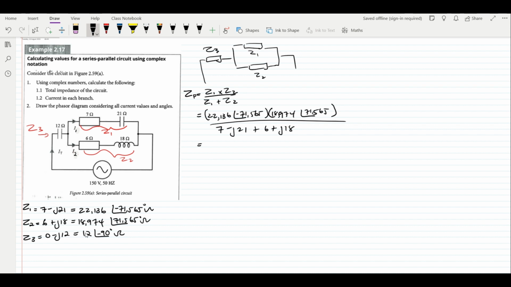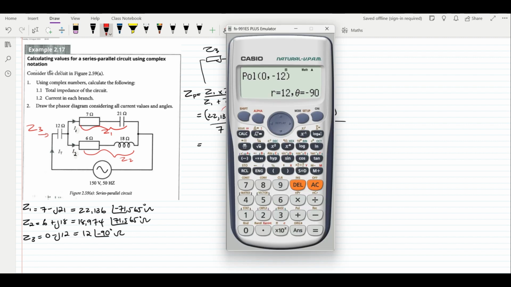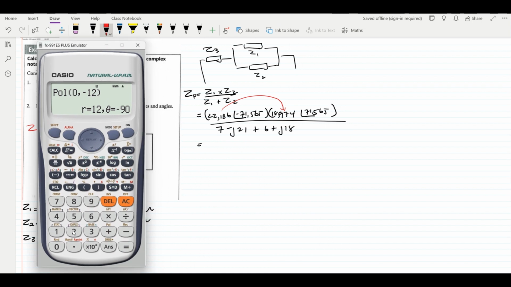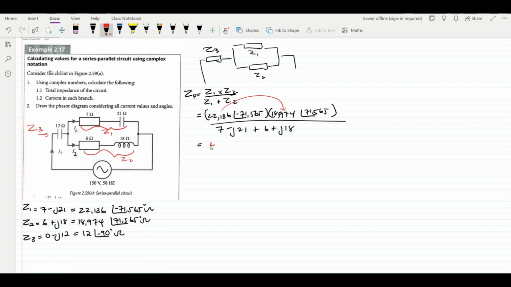Now, let us punch in our calculator. We're going to punch in 22.136 multiplied by 18.974, and we get 420. And then we add negative 71.565 plus 71.565. This should give us 0 degrees, right?